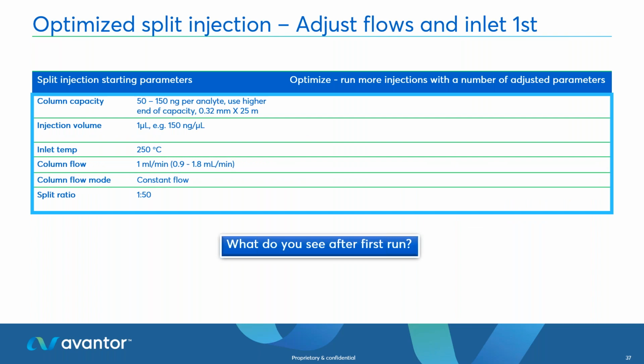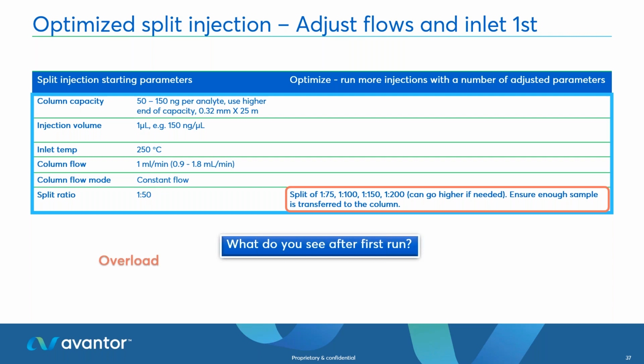So this is just an approach to what you can adjust initially. Obviously, you can do it in any order that works for you, but this is just a few steps of guidance just to help. So what did you actually see on the first run? Overload is really common. So the first thing you can adjust is the split.